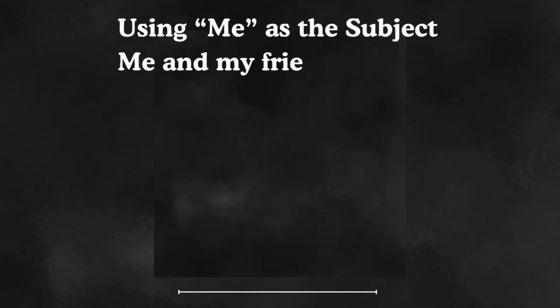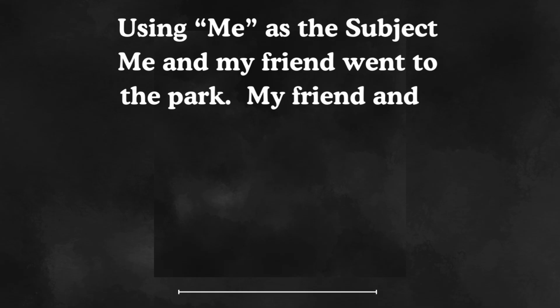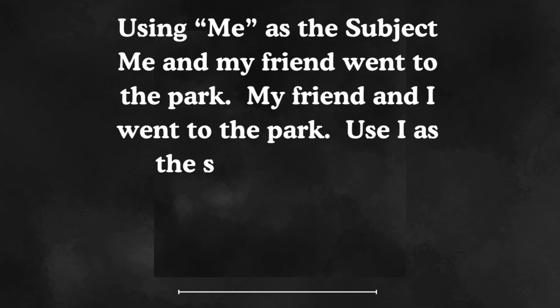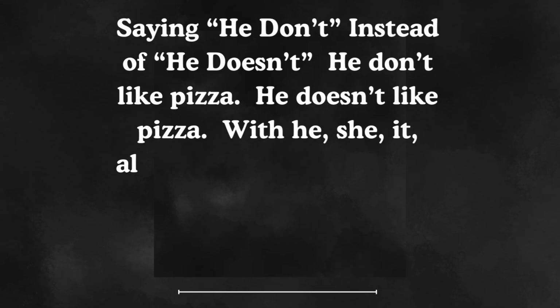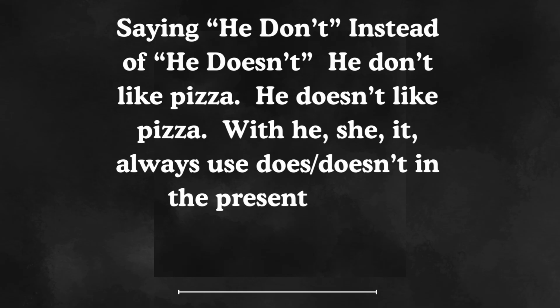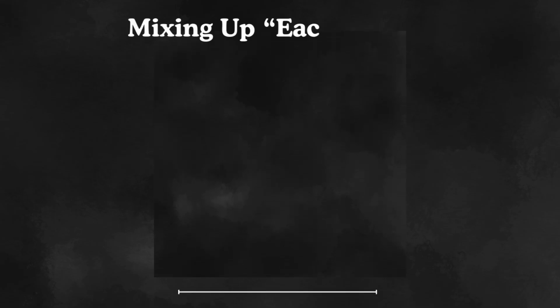Using "me" as the subject. "Me and my friend went to the park." Correct: "My friend and I went to the park." Use I as the subject, not me. Saying "he don't" instead of "he doesn't": "He don't like pizza." Correct: "He doesn't like pizza." With he, she, it, always use doesn't in the present tense.